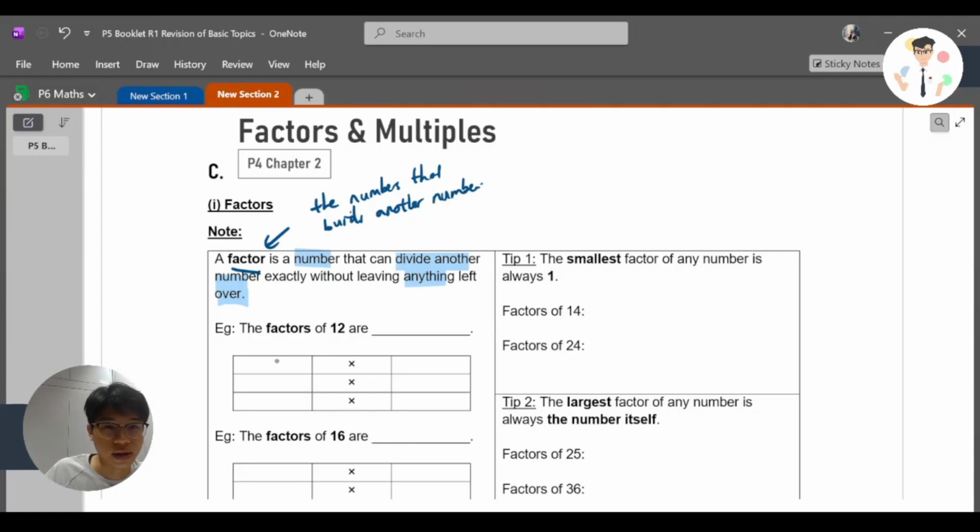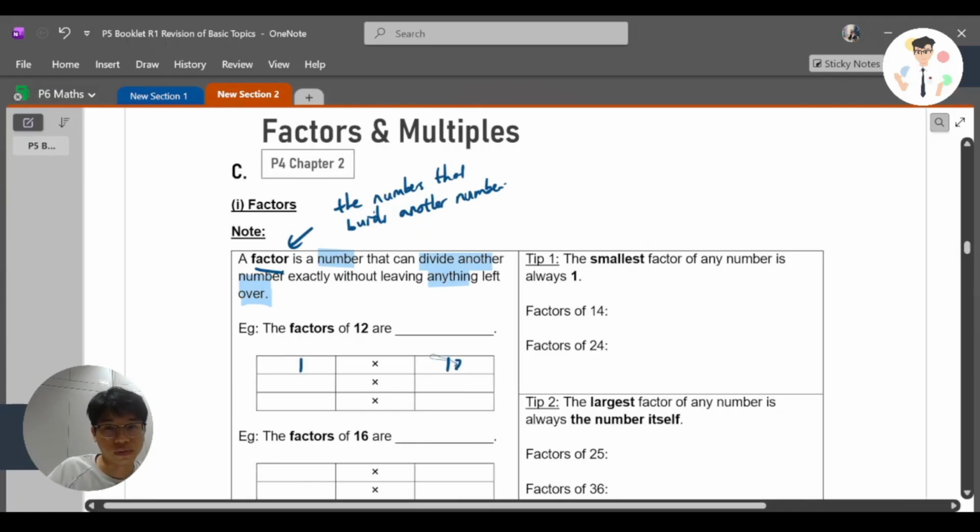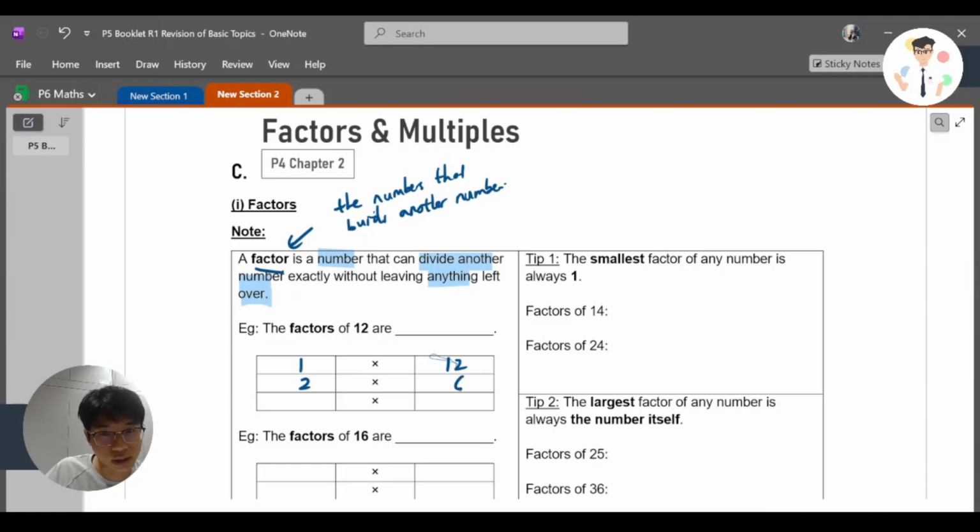For example, 1 times what equals 12? 1 times 12 gives you 12. Now 2 times what gives you 12? 2 times 6 gives you 12. 3 times what gives you 12? 3 times 4 gives you 12. If I continue to 4, it will repeat: 4 times 3, 6 times 2. So the factors of 12 are 1, 2, 3, 4, 6, 12. These are the numbers that can multiply with each other to become 12.